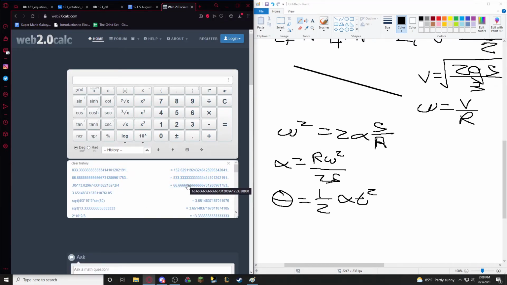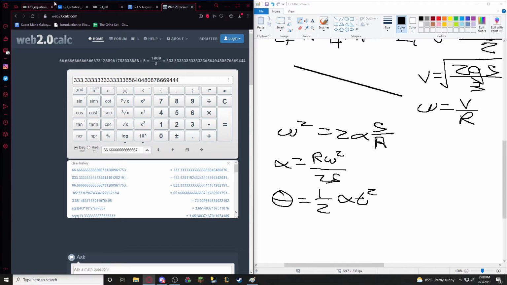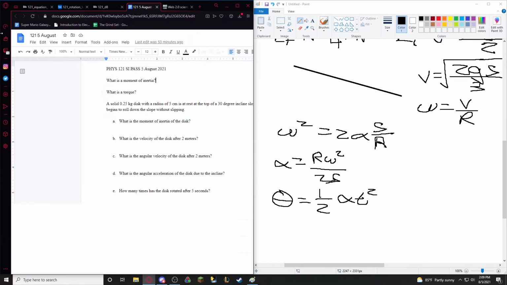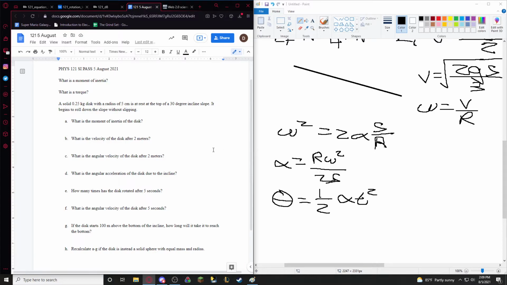So we have our angular acceleration times our 5 seconds. It's rotating at about 333 radians per second after 5 seconds. Do you have any questions about this so far? No? I think I understand.